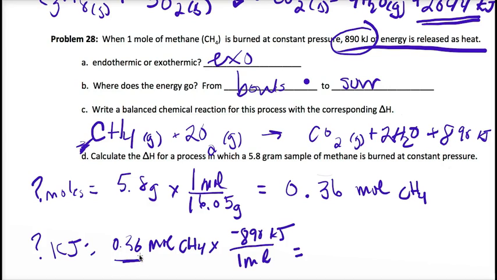So 0.36 times negative 890, and I got negative 320 kilojoules of energy. Okay, so my units is negative 320 kilojoules, not negative 320 kilojoules per mole. It's just negative 320 kilojoules, from the 5.8 gram sample of methane. Does that answer make sense? Hopefully, yes. Hopefully you know it's roughly a third of a mole, so my kilojoules should be roughly a third of 890, and that is correct. Okay. All right, let's see what's up.